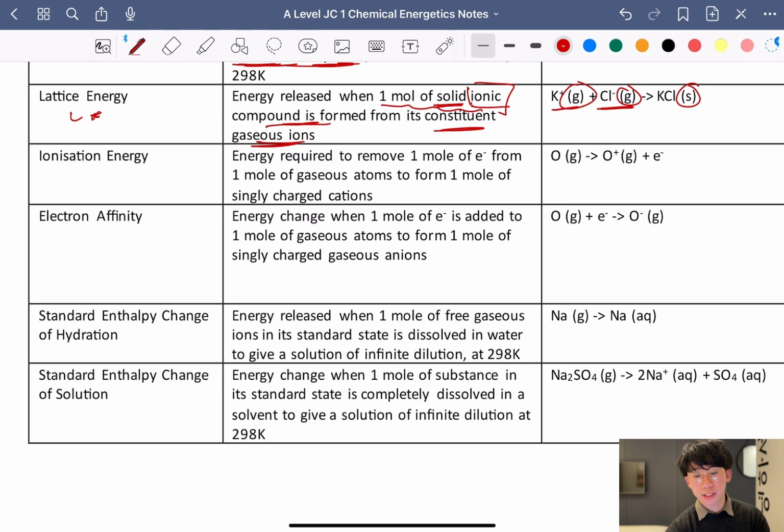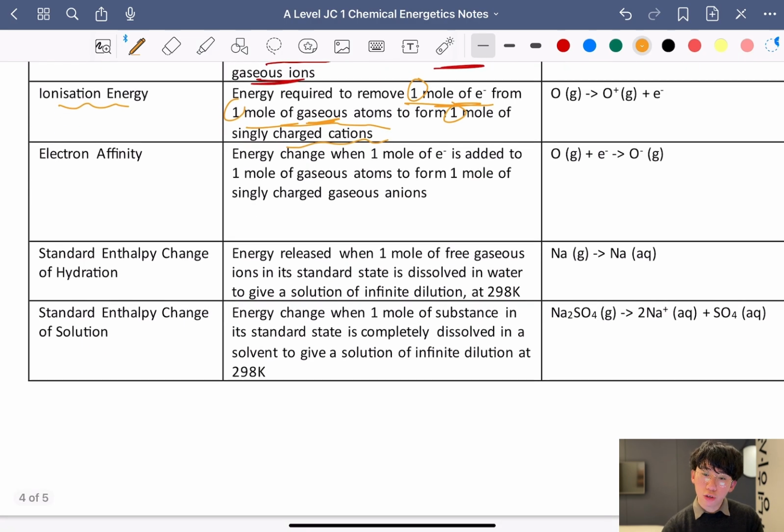Then you have ionization energy. This is also covered in atomic structure. It is the energy required to remove one mole of electrons from one mole of gaseous atoms to form one mole of singly charged cations. Take note of all the one mole and take note it's in the gaseous state. And then next is electron affinity. Electron affinity is a new sort of enthalpy change. It's actually the opposite of ionization energy. Instead of removing electrons, I am putting electrons into the atom. So in that case, you would pretty much expect that it would be negatively charged.